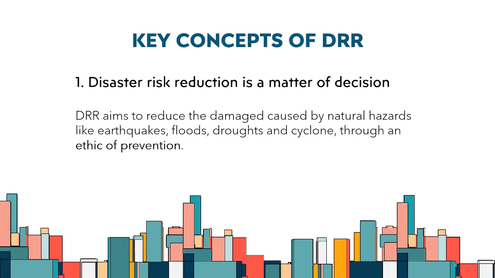Key concepts of DRR. Number one, disaster risk reduction is a matter of decision. DRR aims to reduce the damage caused by natural hazards like earthquakes, floods, droughts, and cyclones through an ethic of prevention.